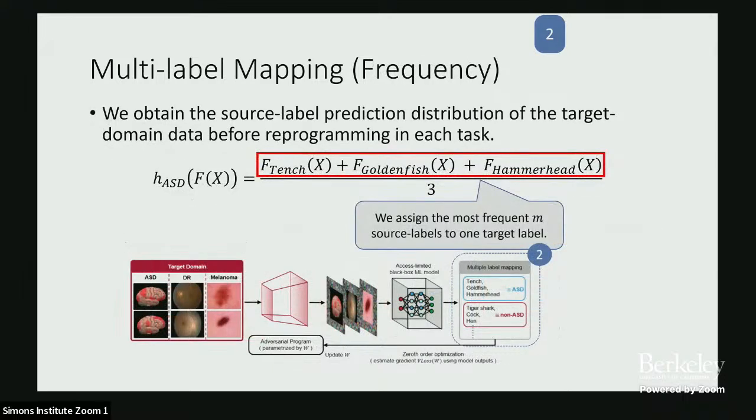We can do something slightly more sophisticated. Before we do this label mapping, we can just feed in those target data and observe the best responding class in the source domain, and we can do this frequency-based mapping, and normally that will improve the accuracy as well.